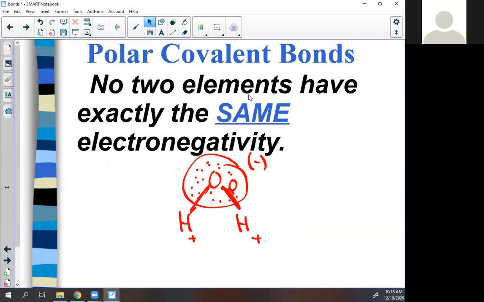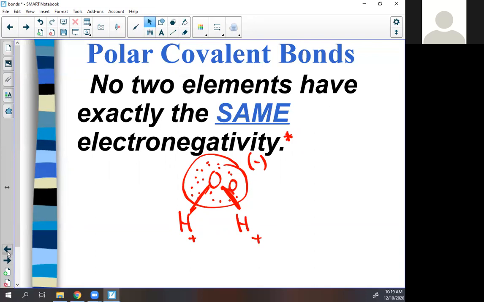It turns out that no 2 elements have exactly the same electronegativity. I should put a little star up here. And then it would be like, unless they are the same element, like the previous 3, but that's okay. So we're going to learn that even though they share, they don't always share equally.